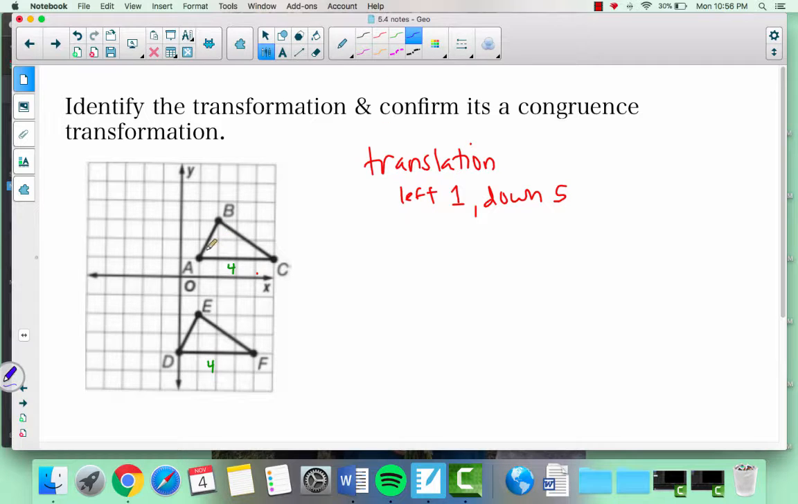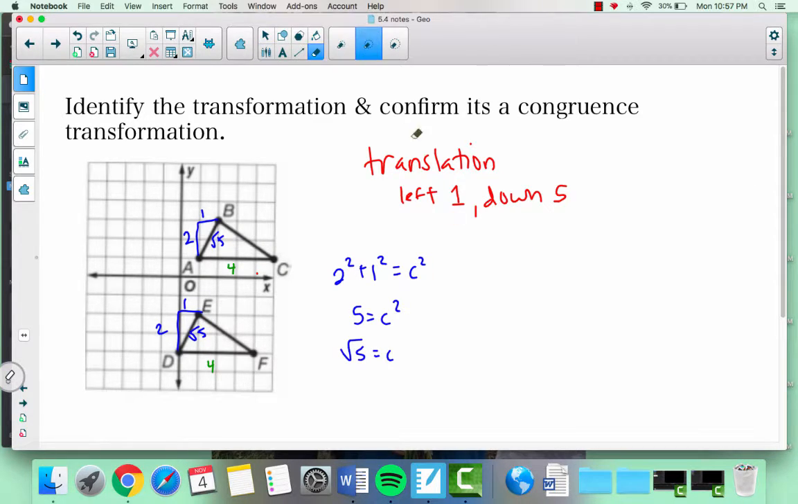The other sides that go together would be side AB and DE. So remember, when it's slanted, we can't just count it. We have to use distance formula or Pythagorean theorem. So I'm going to use Pythagorean theorem. So that's up 2 over 1 for both of them. So if I use Pythagorean theorem, I'd have 2 squared plus 1 squared equals c squared. That gets me 5 equals c squared. So c is equal to the square root of 5.